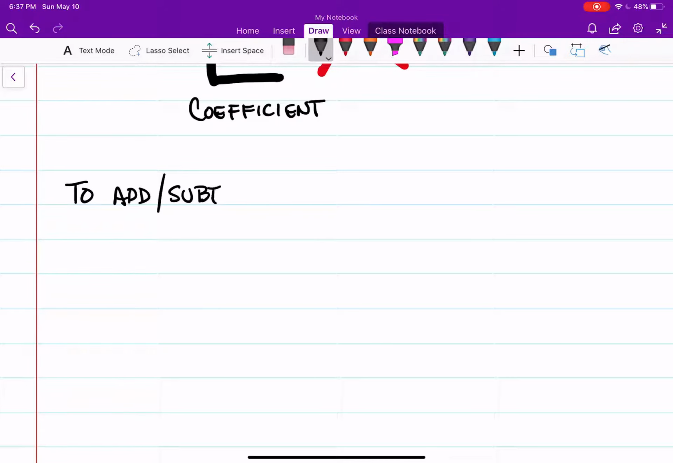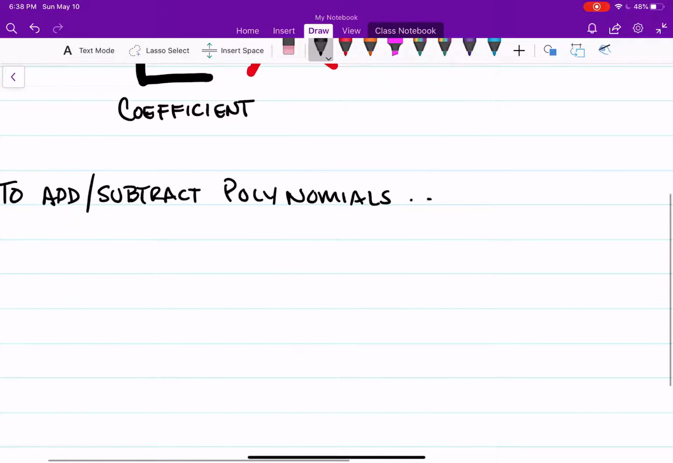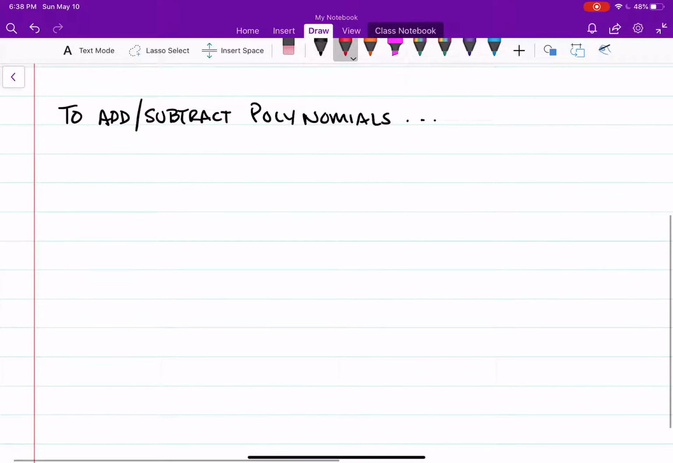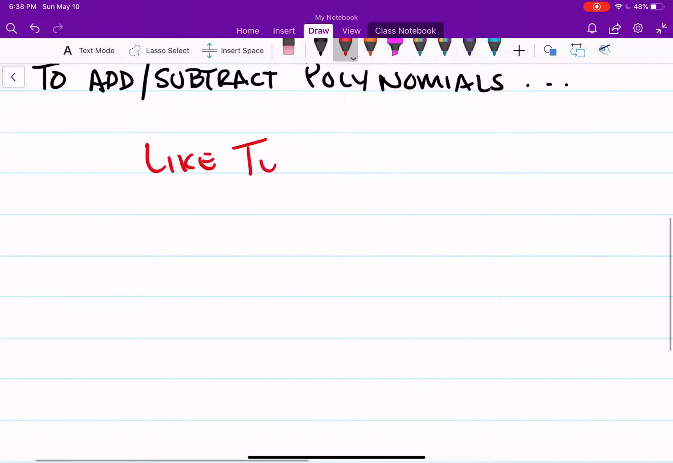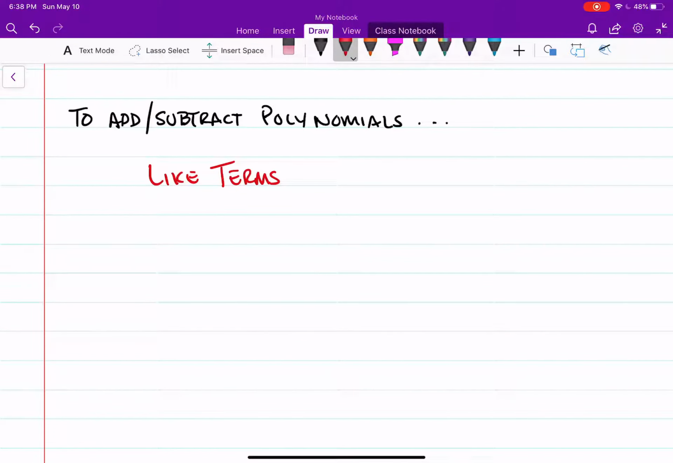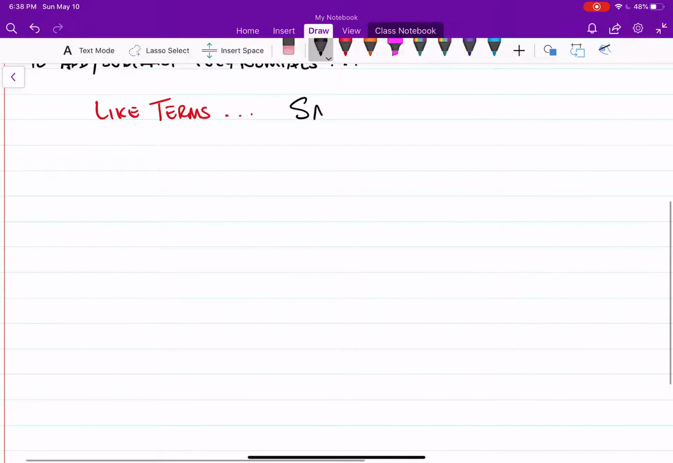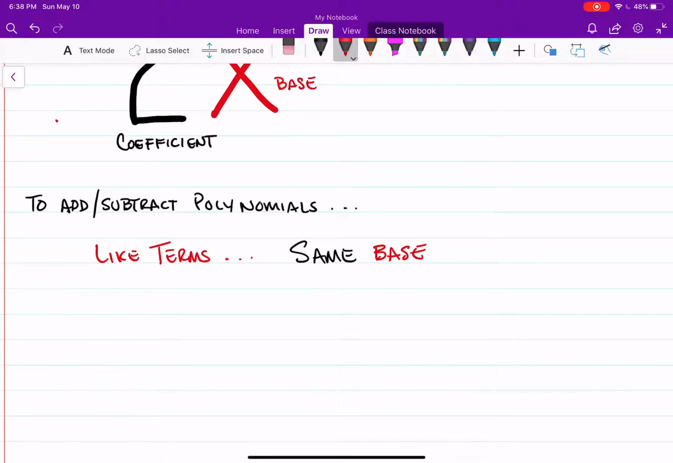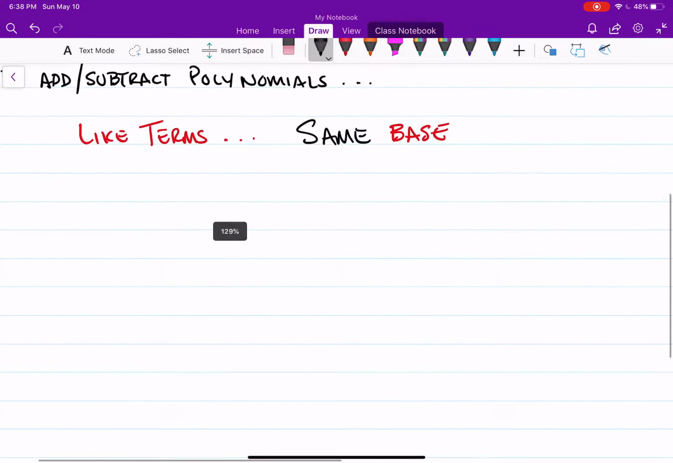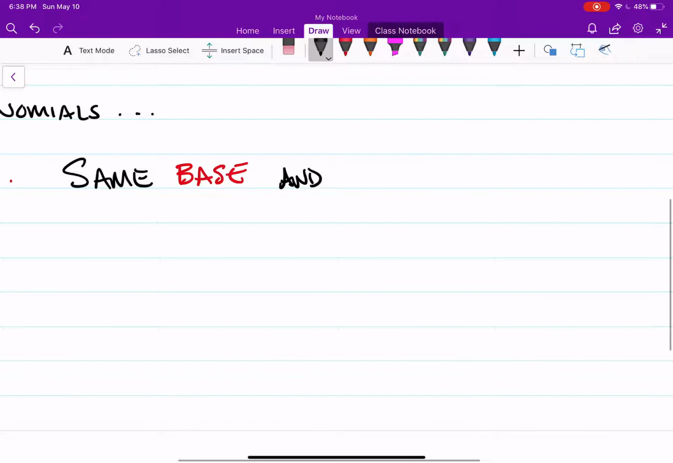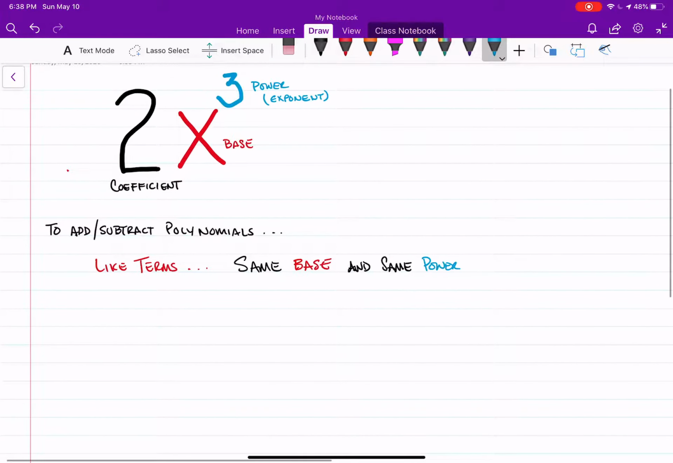or subtract polynomials, you have to have like terms. Okay, and what are like terms? Like terms are same base and same power. Okay, so if you don't have the same base and the same power, then you can't add them.